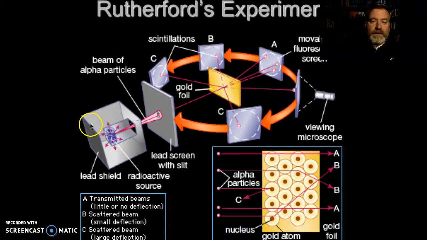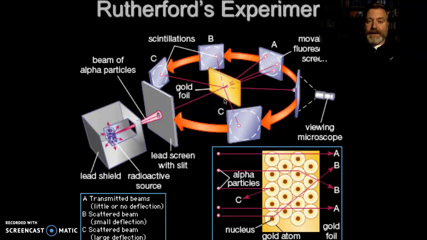And so here's basically a lead box with a radioactive source in it. Stuff that is called pitchblende. They'd allow the alpha particles to leave this space, and they direct them through this sheet and fire them at something. And so here's your gold foil.